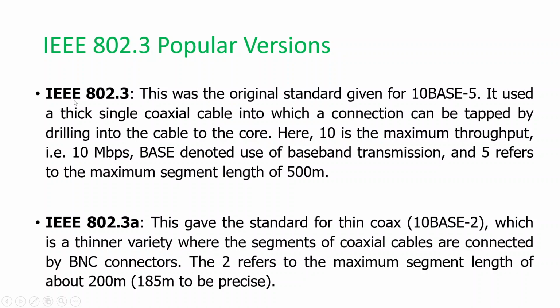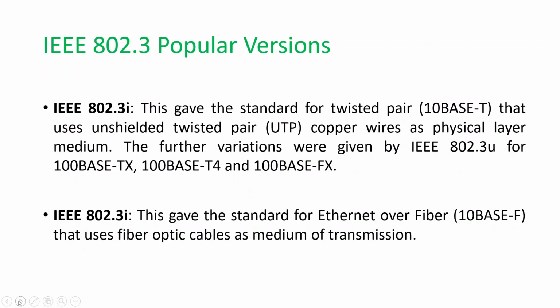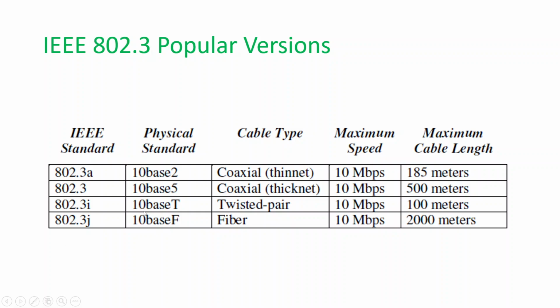As I told, in IEEE 802.3 the 5 indicates a segment length of 500 meters. Here 2 indicates a segment length of about 200 meters, and this is thick coaxial cable, and this is thin coaxial cable. Coming to 802.3i 10BaseT, it uses twisted pair copper wire, and then 802.3j is called Ethernet over fiber. It uses fiber optic cables as the medium of transmission. This is the comparison table between different versions of IEEE 802.3 Ethernet. This is the medium used, this is the maximum speed, which is almost the same, and this is the cable length.